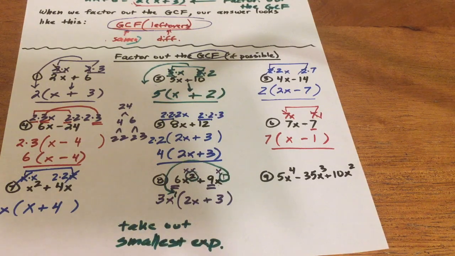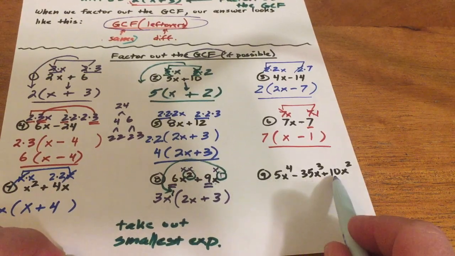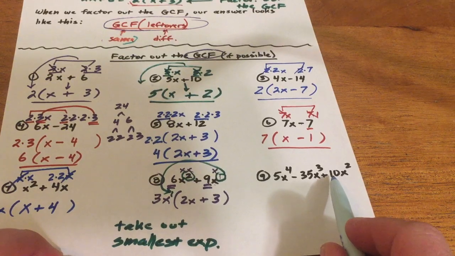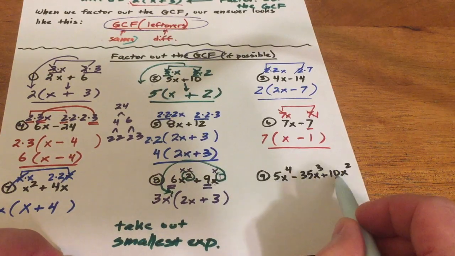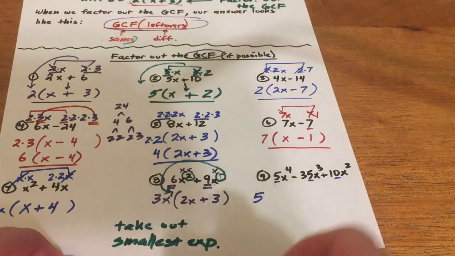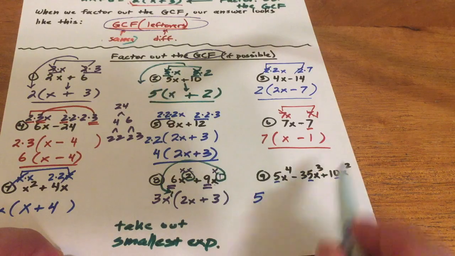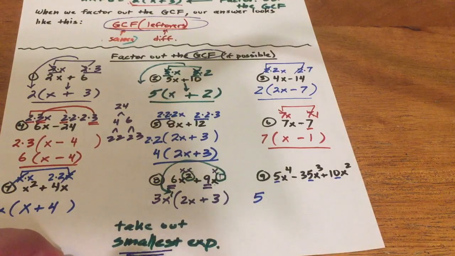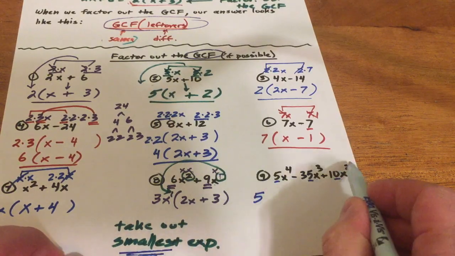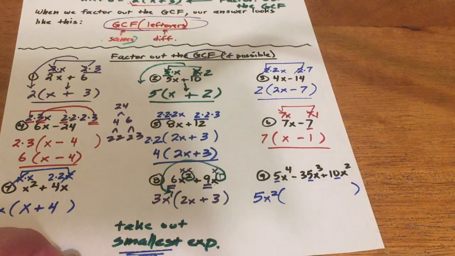Okay, let's give number 9 a try. That is our last one today. As we take a look right here, we have 5, 35, and 10. What's the greatest number that goes into all of these? Well, because they end in 0 or 5, we know we can pull out a 5 from all of them. Also, we have x to what powers? 4, 3, and 2. What's our smallest exponent? Smallest exponent is 2. So this will be an x squared. So 5x squared is what we have in front for the GCF.